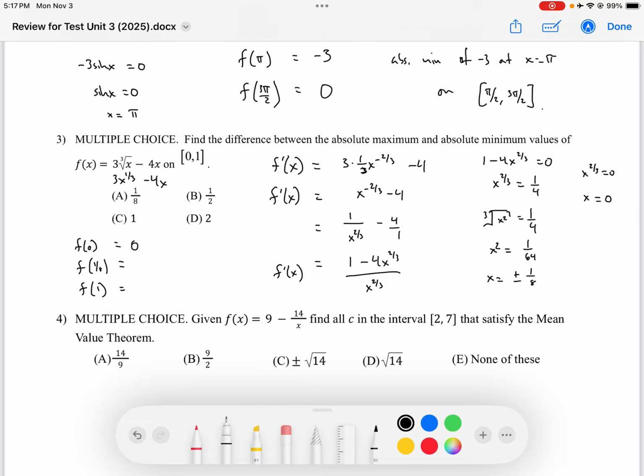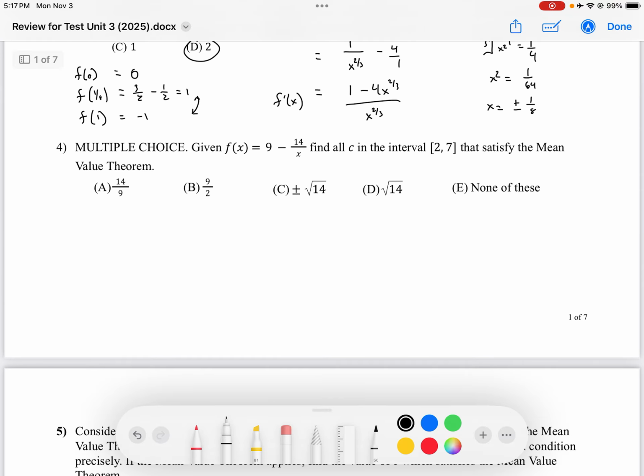The cube root of 1/8 is 1/2, so that's going to be 3/2 minus 1/2, which is 1. And f of 1 is 3 minus 4, which is negative 1. So the difference between these two, the max and the min, is 2. 1 minus negative 1 is 2.